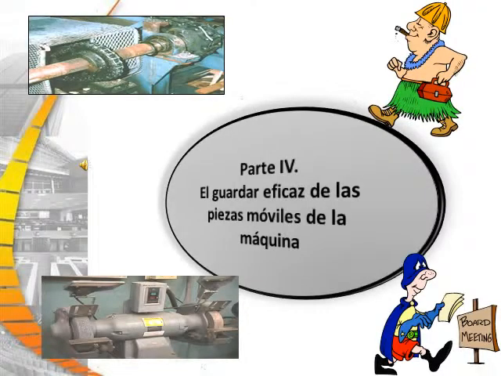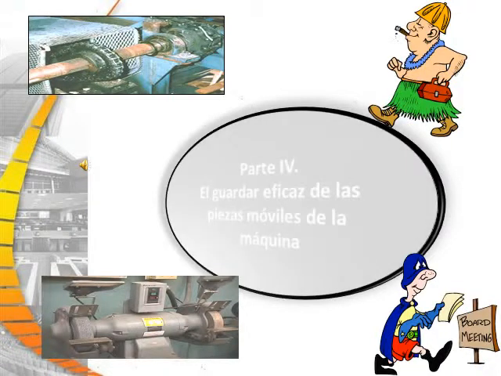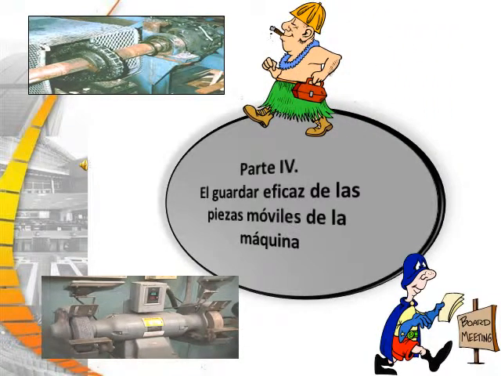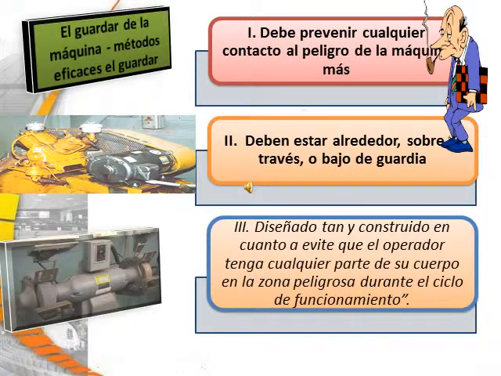Part 4, Effective Guarding of Machine Parts. Machine guarding, effective machine guarding methods. They must prevent contact to the machine hazard, plus they must prevent access around, over, through, and under the guard. They must be designed and constructed so as to prevent the operator from having any part of his or her body in the danger zone during the operating cycle.